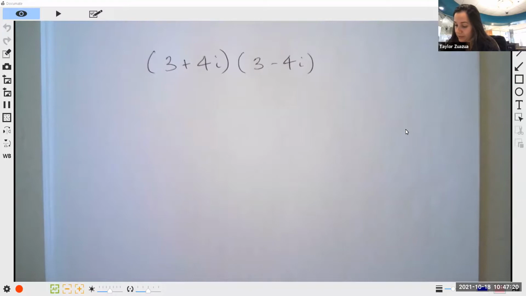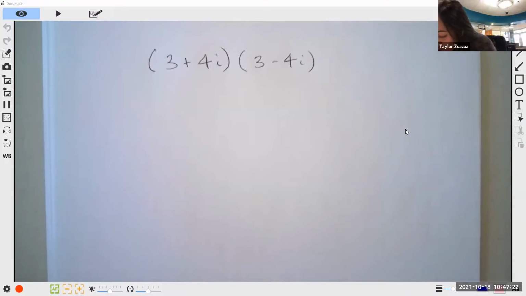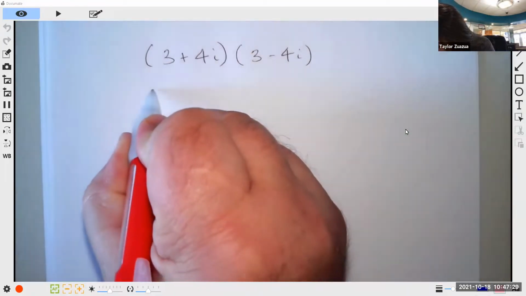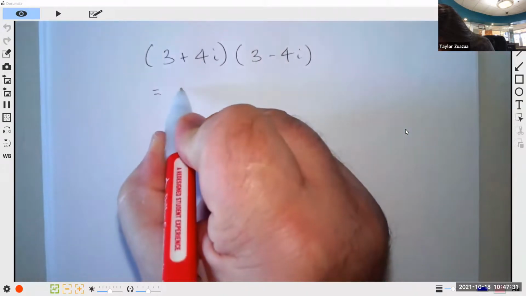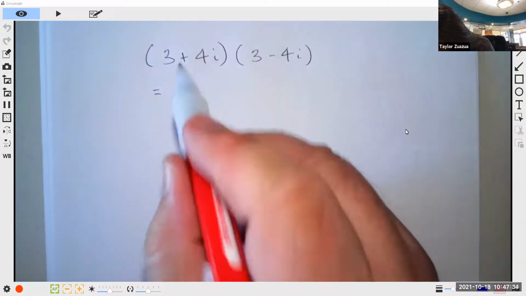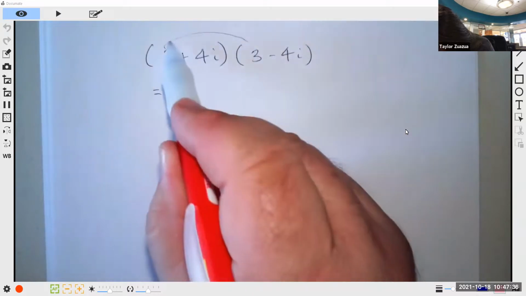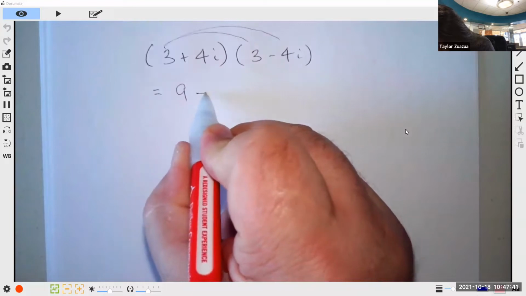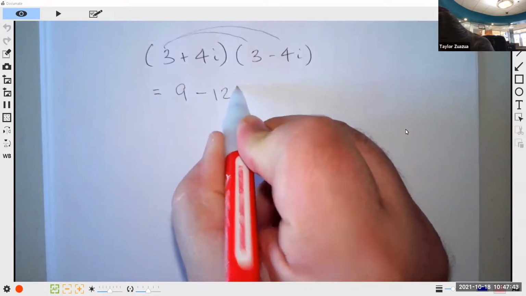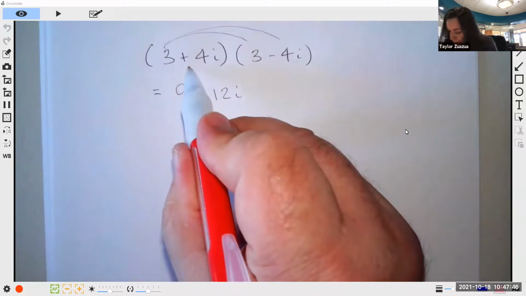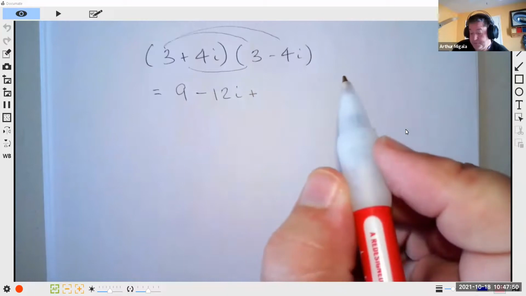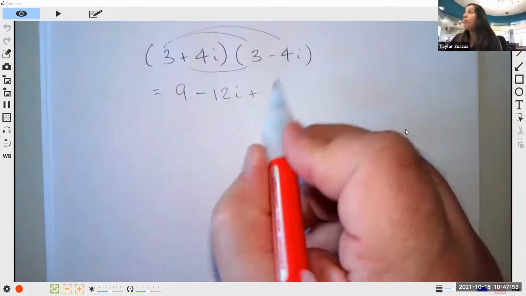Okay, do this one. Are we still sticking to the full method? So you've got a positive and a positive. That's 3 times 3 is 9. Then a positive and a negative: 3 times negative 4i is minus 12i. And then 4i times 3, a positive times a positive, is positive 12i.